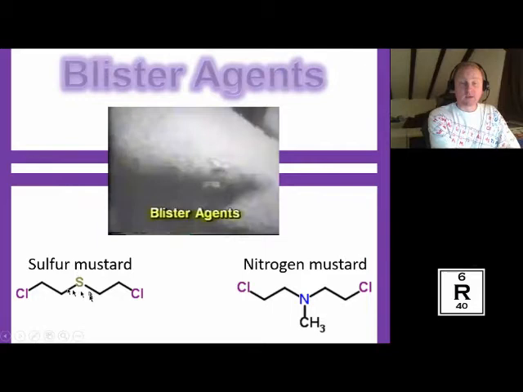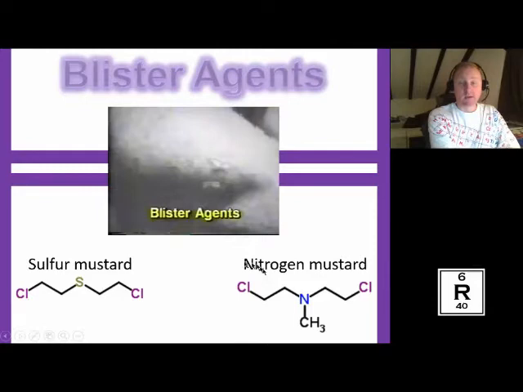So we've got just a little string of carbons out with chlorines, and we know that chlorine's highly reactive, and a sulfur in the middle. That's sulfur mustard. And nitrogen mustard is very similar. It's the same kind of setup here. We have two carbons, but nitrogen's in the center with the chlorines. The only difference is we have a methyl group, or one carbon, coming out of that nitrogen here, and they both act very similar. So here is a quick little video about blister agents.